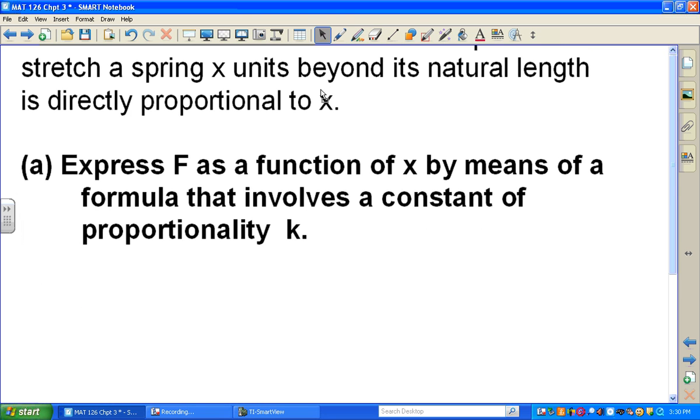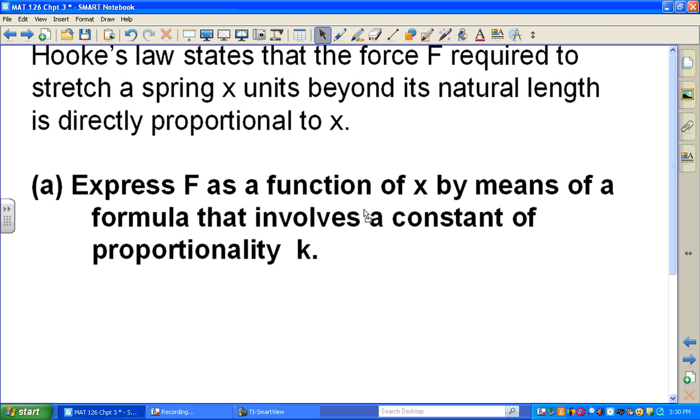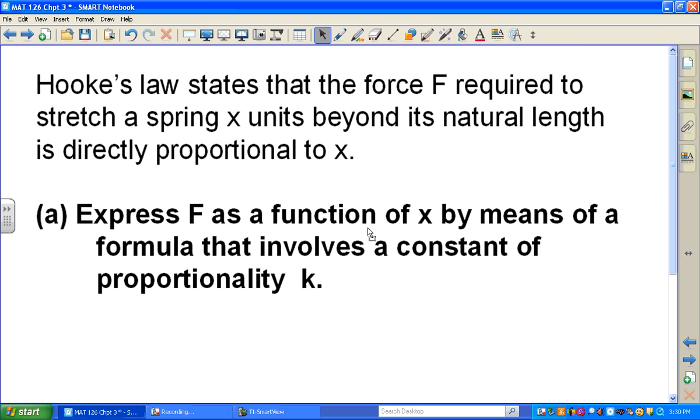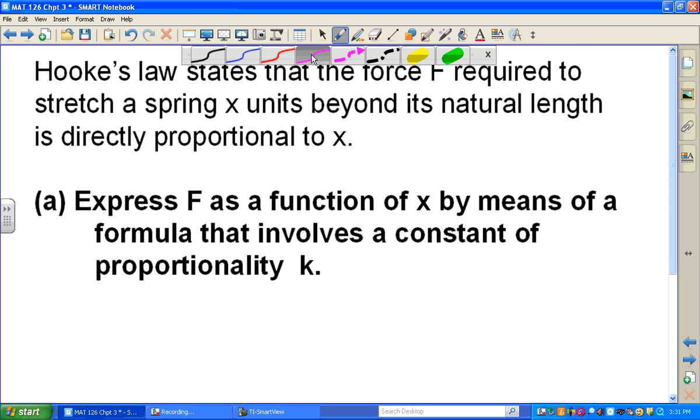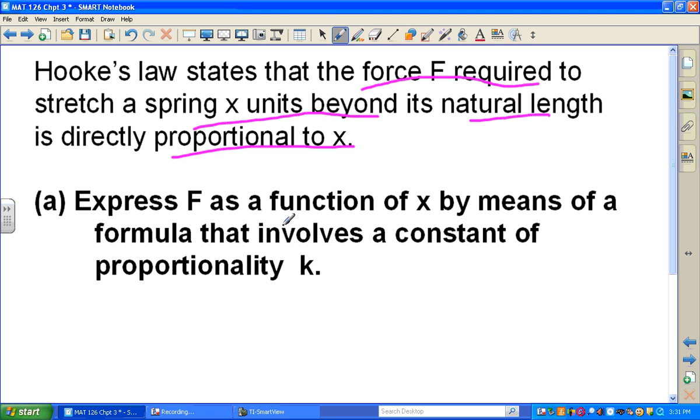In fact, why don't you give this one a go? Oh, this is Hooke's Law. All right, so after Hooke's Law, we'll do our brain break after part A. Hooke's Law states that the force F required to stretch a spring x units beyond its natural length is directly proportional to x. F equals k times x.